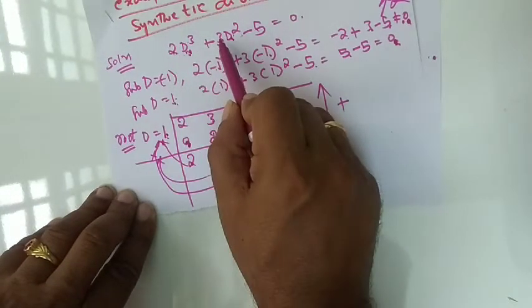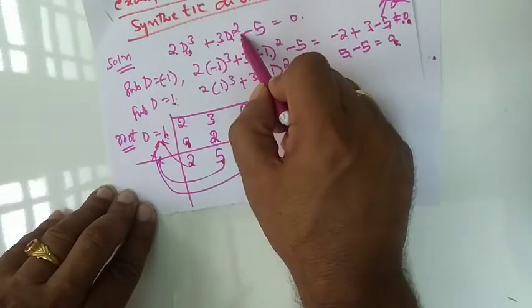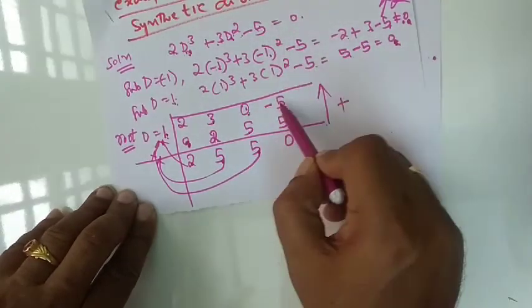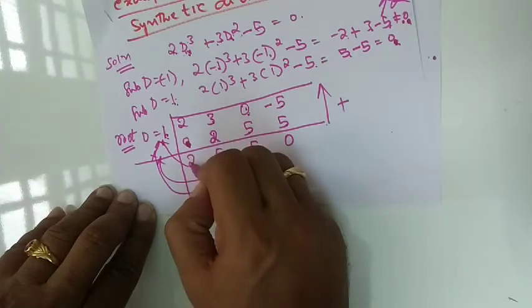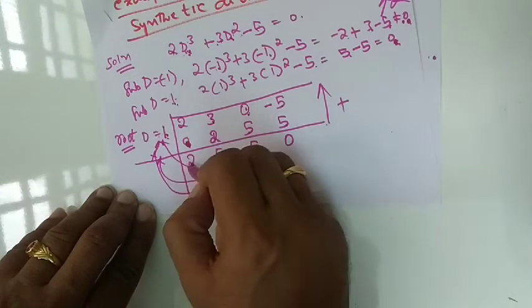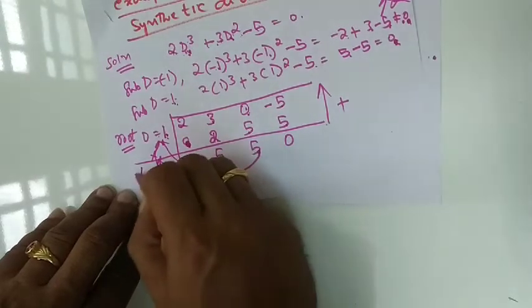What are the coefficients? 2, 3, I have written. Next, d is not here, therefore 0. Minus 5, I have written. Now always you keep a number 0. 2 plus 0, 2. Multiply like this. This way you are multiplying.